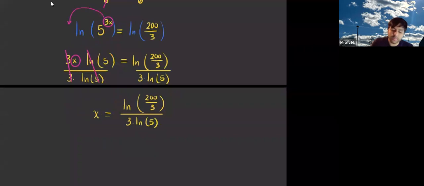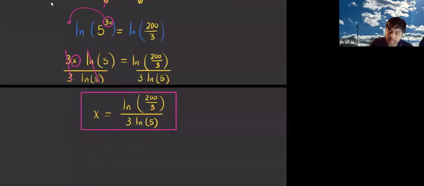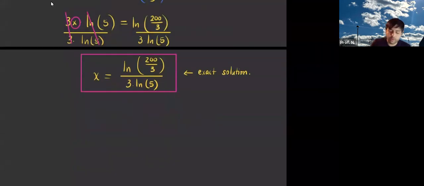And this here is my exact solution. It's exactly what it should be. And then when I plug it in my calculator, and I think they want it to the nearest decimal places, if I were to plug it in, I get 0.869808.